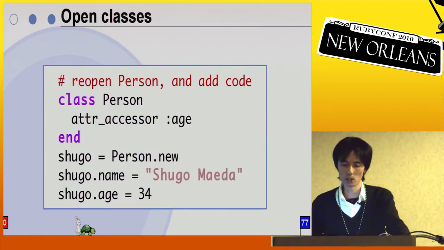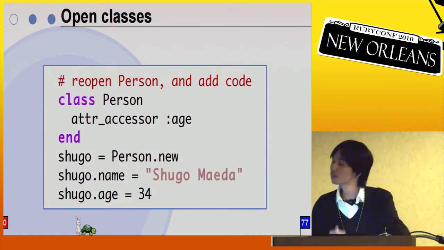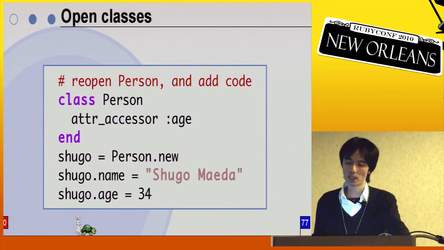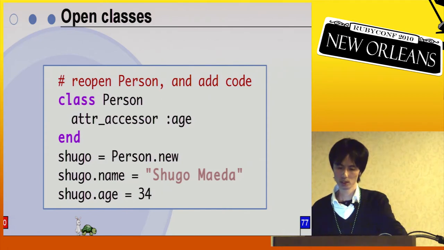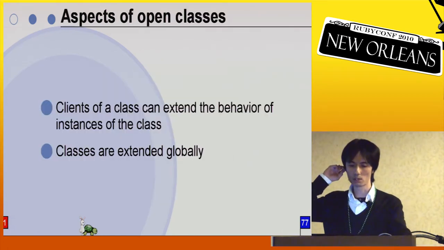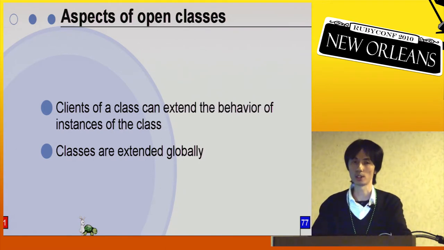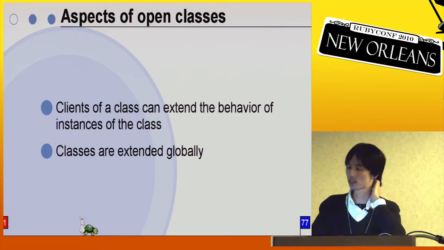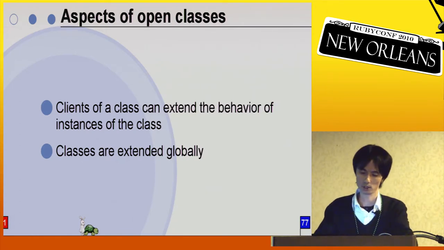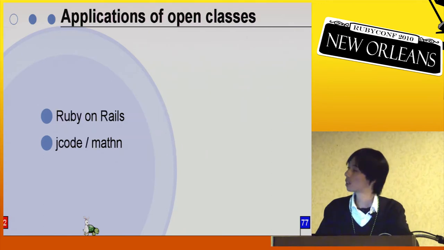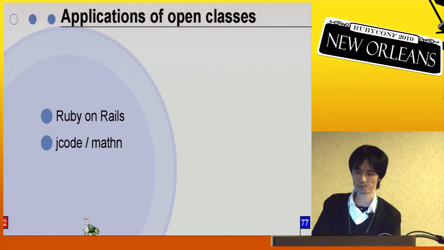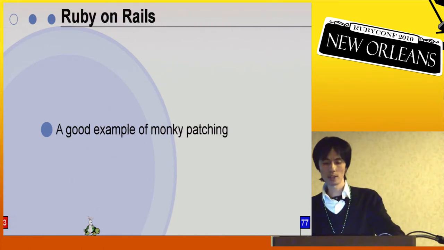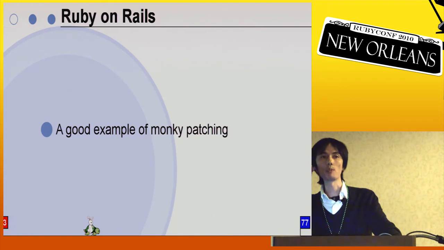The last way is open classes. This example reopens Python and other code. By open classes, clients of a class can extend the behavior of instances of the class. And classes are extended globally. There are some applications of open classes. I think Ruby on Rails is a good example of monkey patching.